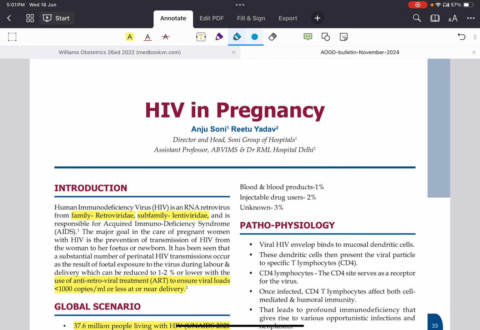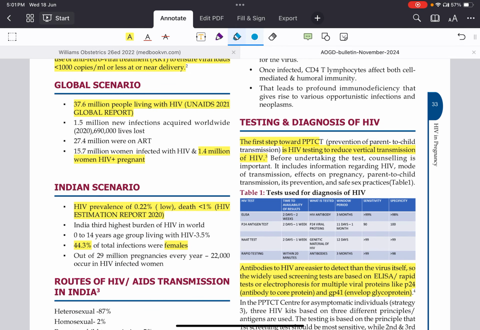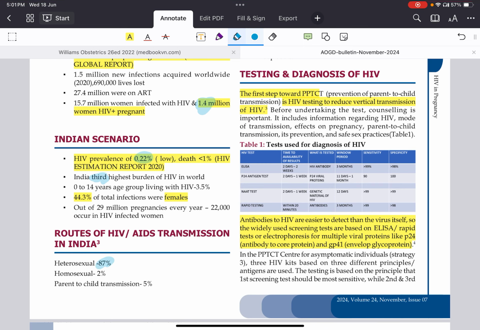HIV in pregnancy. See, once you get a question on HIV, if you write point wise, like first family retroviridae, then subfamily lentiviridae, if you write in that way, you'll get good marks. Globally, there are 37.6 million people living with HIV, and 1.4 million are pregnant females. In India, prevalence is 0.22%, and India is the third highest HIV burden country in the world. Heterosexual transmission is the most common cause.